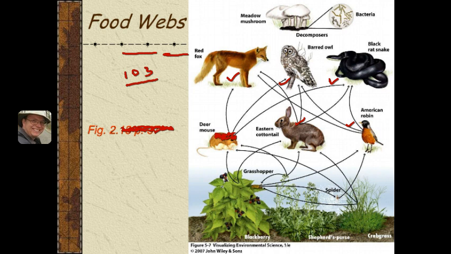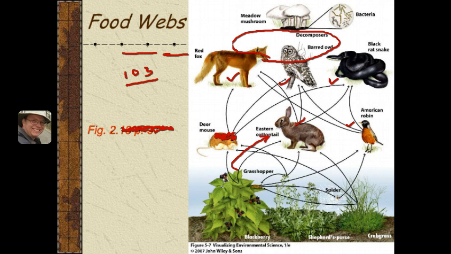Now in this diagram, and you can see it better in your textbook, the arrows point in the direction that the matter and the energy go. So the arrow points from, for instance, this blackberry bush, it points towards the rabbit because that's the way the matter and the energy is going to go. Notice that we don't have any arrows pointing to the decomposers up here. Okay, and that's because the decomposers can operate at any level.